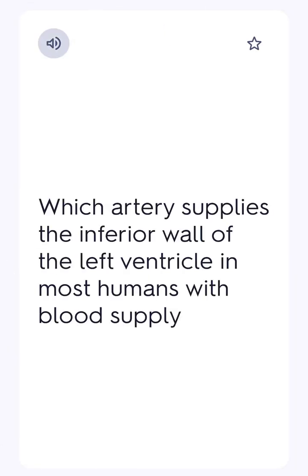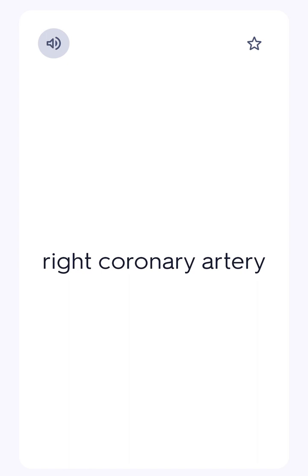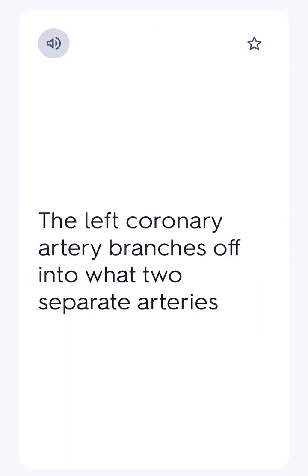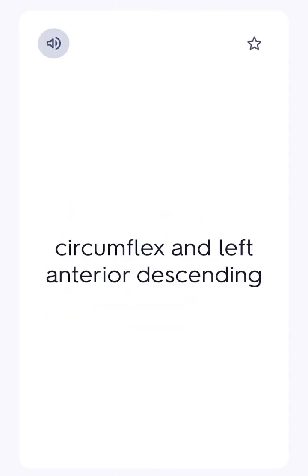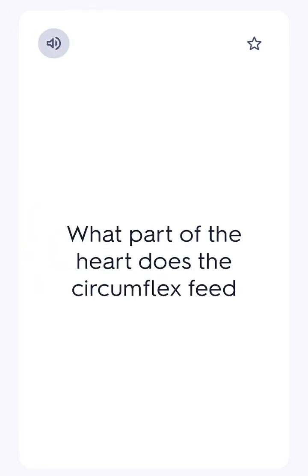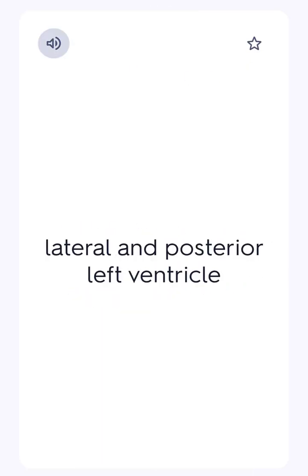Which artery supplies the inferior wall of the left ventricle in most humans? Right coronary artery. The left coronary artery branches off into what two separate arteries? Circumflex and left anterior descending. What part of the heart does the circumflex feed? Lateral and posterior left ventricle.